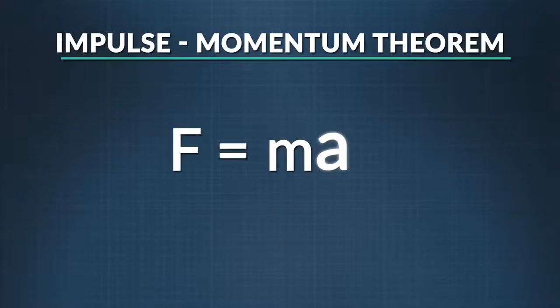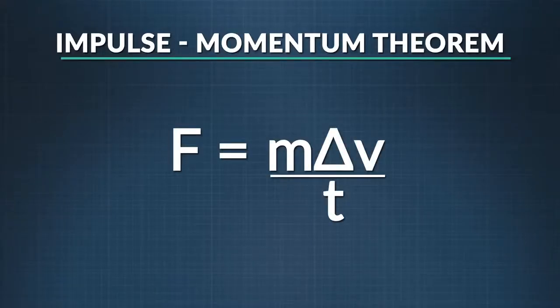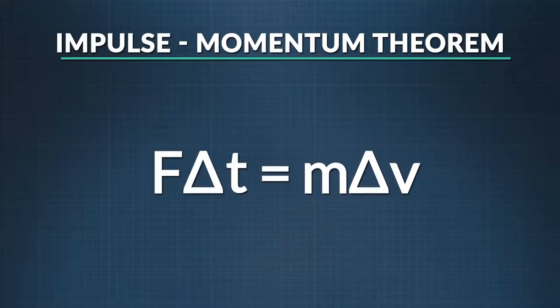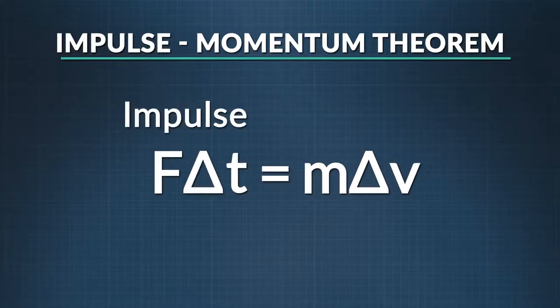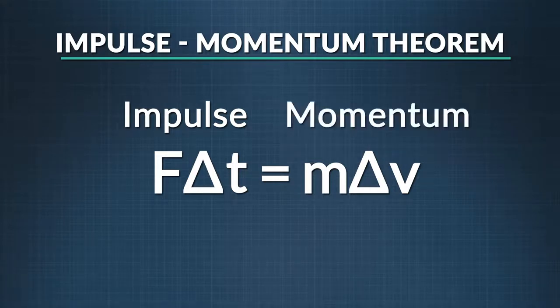The impulse-momentum theorem is just another way of looking at Newton's second law of motion. The acceleration in the second law becomes a change in velocity over time in the theorem. In order for an object's momentum to change, a force must be applied for a period of time. This is known as an object's impulse. The theorem says that the impulse applied to an object is equal to the change in momentum of an object.